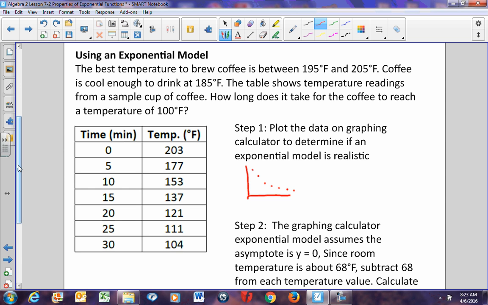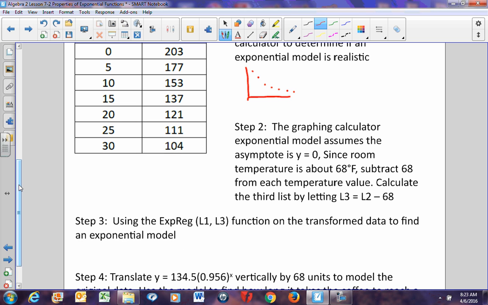With coffee, you do have to realize any hot beverage cannot cool down further than the room temperature. Once it hits room temperature, it can't get any colder than room temperature unless you put it on ice. So if you're just sitting something in the room, it can never get below room temperature. So since room temperature is about 68 degrees Fahrenheit, we're going to subtract 68 from each temperature value. Okay? So you can do that by making a third list.